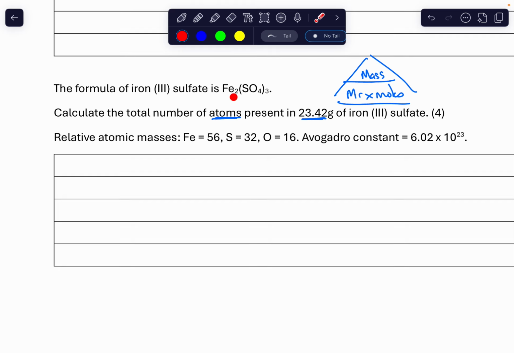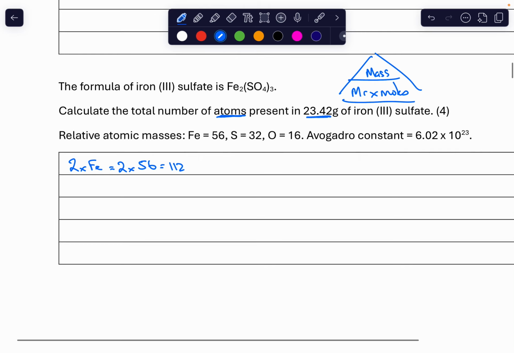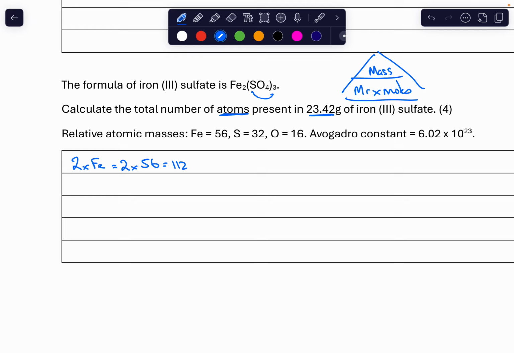So I can see I've got 2 lots of iron. So what we do here is we say we've got 2 lots of Fe. Fe has a mass of 56. So we've got 2 lots of 56, which is 112. Be careful with the sulfur because there's 1 here, but then we've got to times it by 3. So I've got 3 lots of sulfur, which is 3 times, the mass of sulfur is 32. So that's going to be 96.